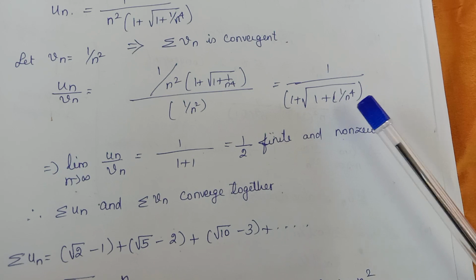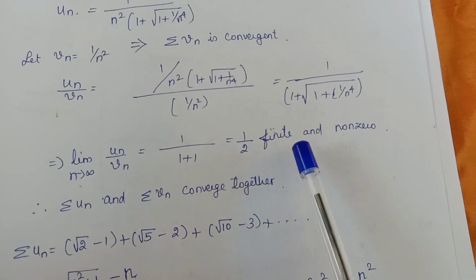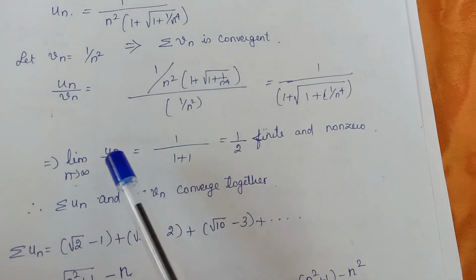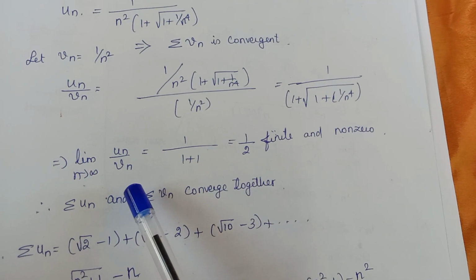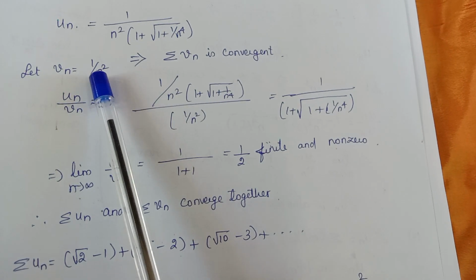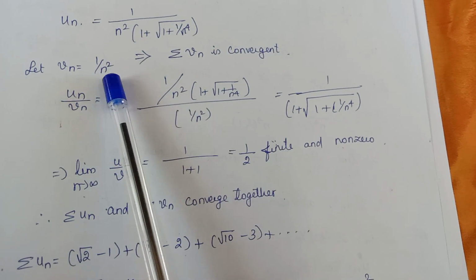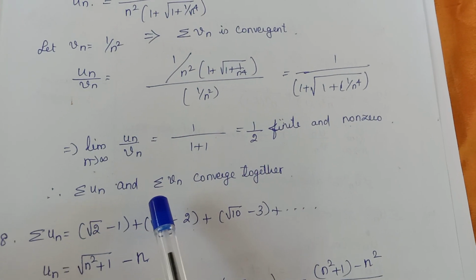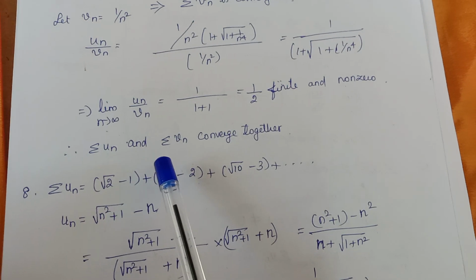So as n tends to infinity, this is equal to 1 by 2, which is finite and non-zero. So as discussed in the previous problem, both un and vn are convergent or divergent together. But we know this vn is convergent as this is of the form 1 by n power p with p equal to 2, which is greater than 1. Therefore, the given series is also a convergent series.